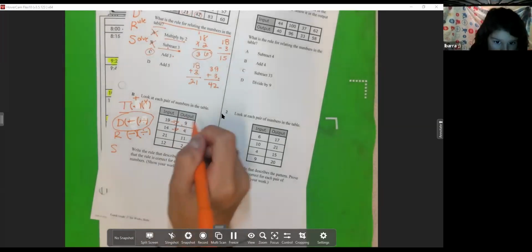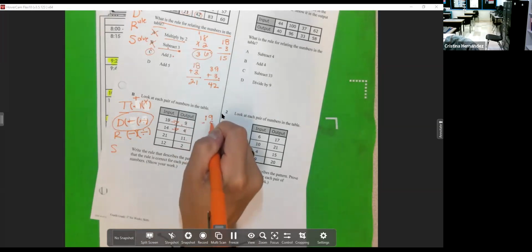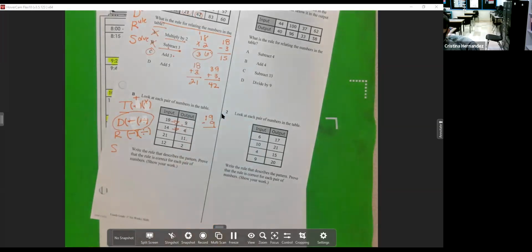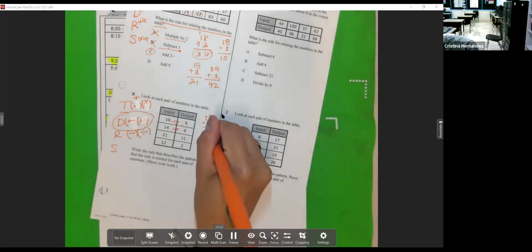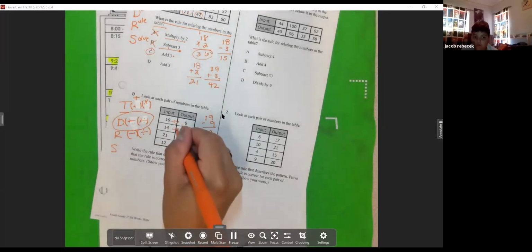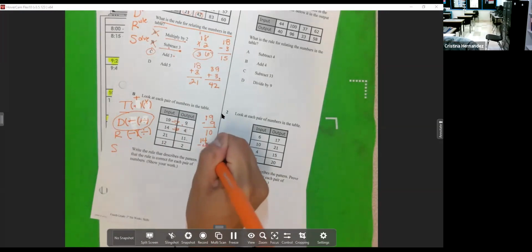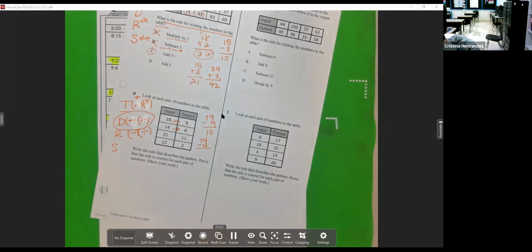So Adrian says we're subtracting. Let's try 19 minus 9. What do we get? We're working this out together, so make sure. 10. Let's see if our rule can be minus 10. Let's do 14 minus 4. What do we get? 10.